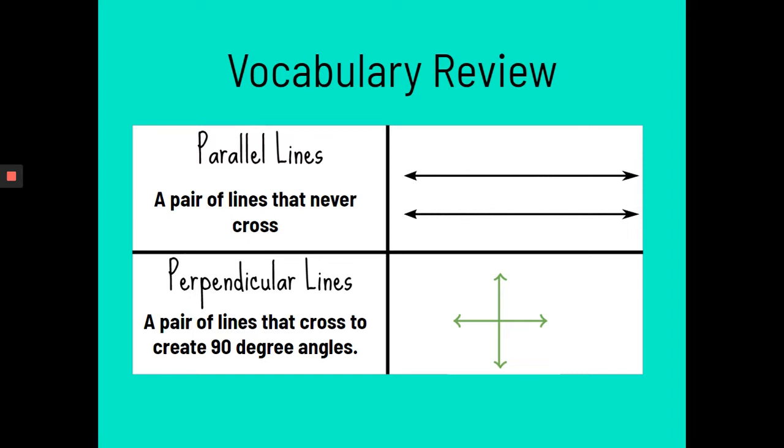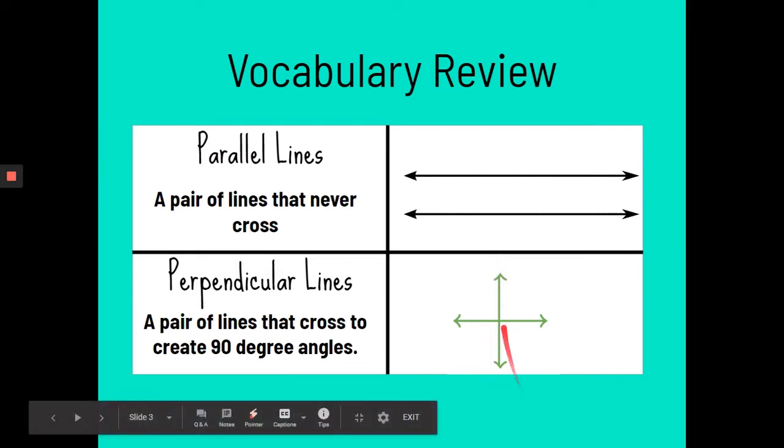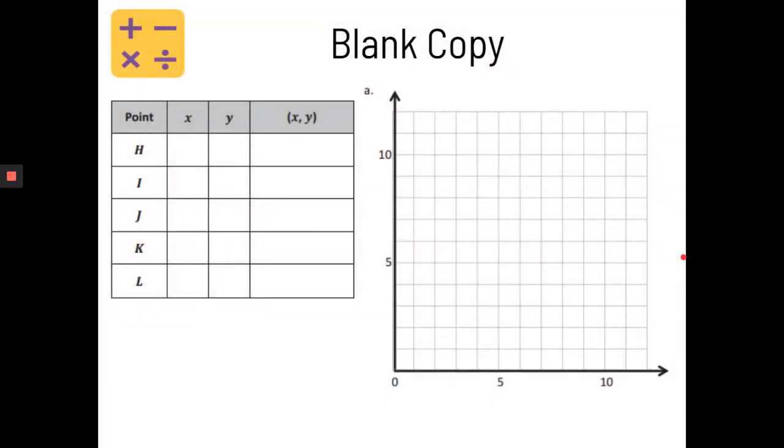Now, another pair of vocabulary words that was mentioned in our objective is vertical and horizontal. These are words that we've been using for a long time, but just to review, vertical lines go up and down, horizontal lines go across. Say it with me. Vertical lines go up and down, and horizontal lines go across. Easy, simple. Yay.